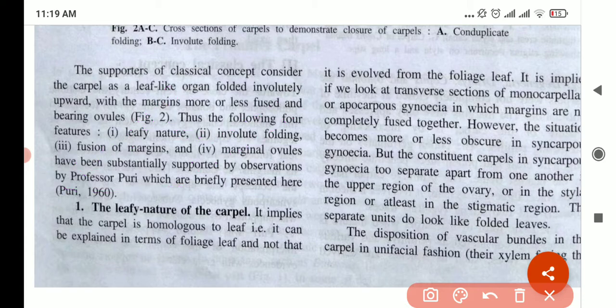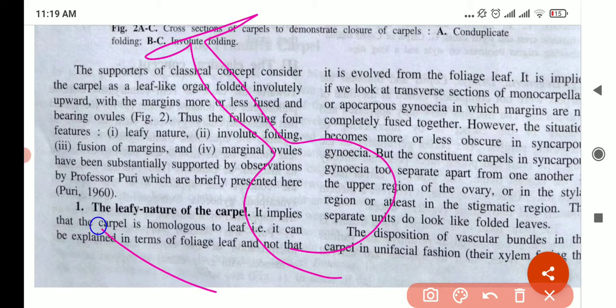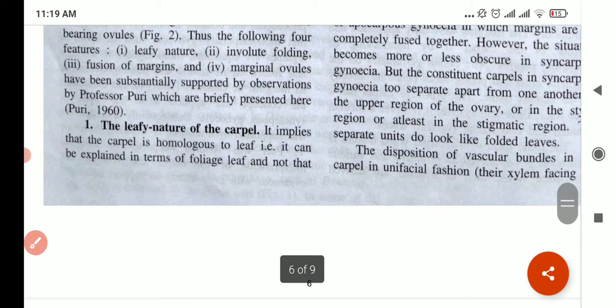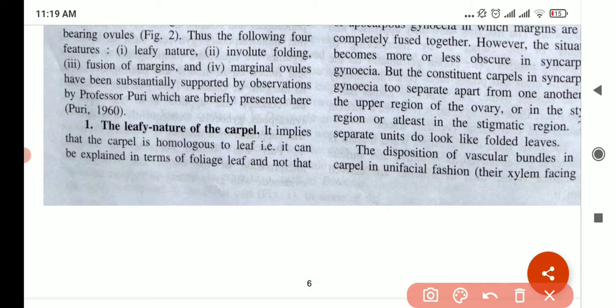As we thought about the stamens, remember, we thought they came directly from the leaf. So here also we are thinking that the ovule, the futuristic one, must have come from a leaf-like appendage, and this is a crest. So let's look at the leafy nature. It simply implies that the carpel is just like the leaf.